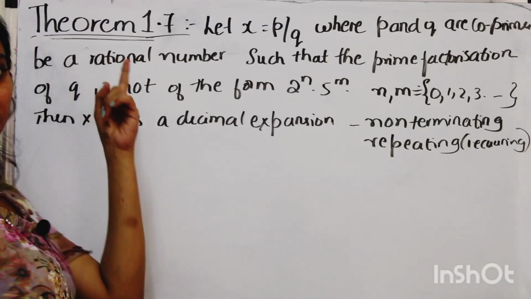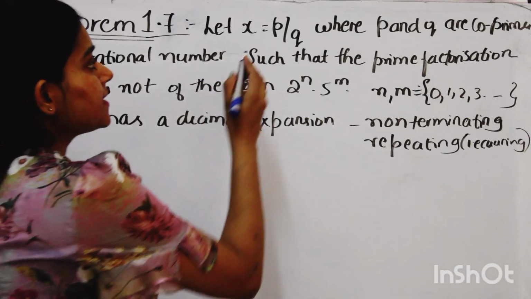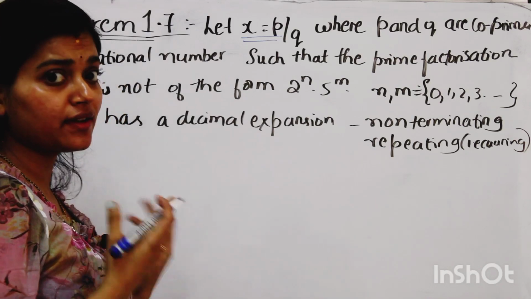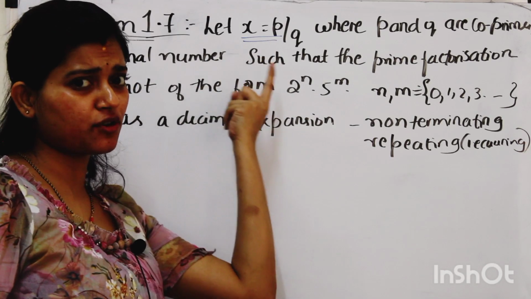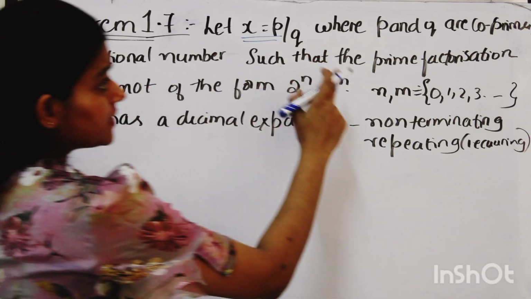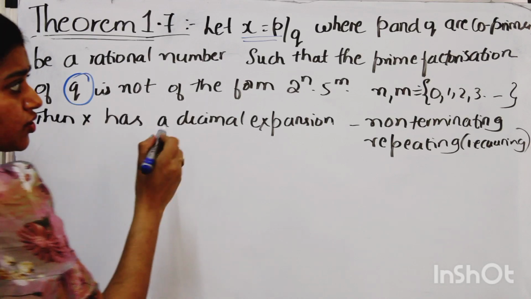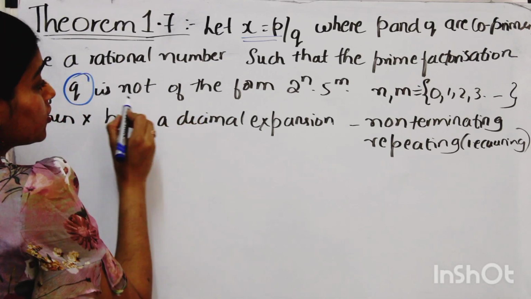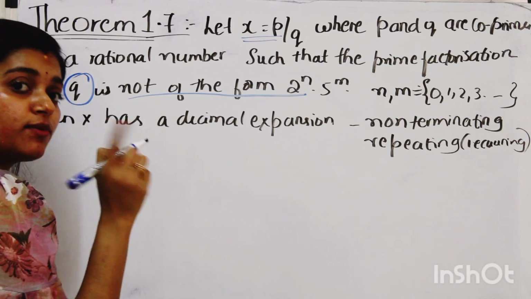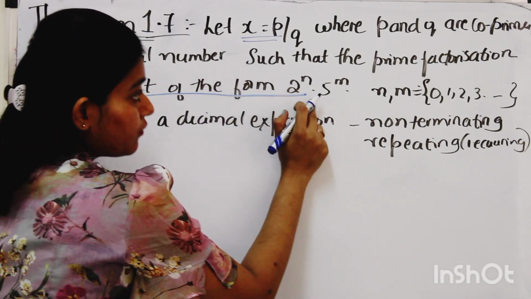Okay, Theorem 1.7. This is the last theorem. Let x is equal to p by q, where p and q are co-prime. We know that p by q means it is a rational number, such that the prime factorization of q is not of the form. So what is the prime factorization of q? Focus on this: in 1.5 and 1.6 we learned it is in the form of, right? Now here it is not of the form.